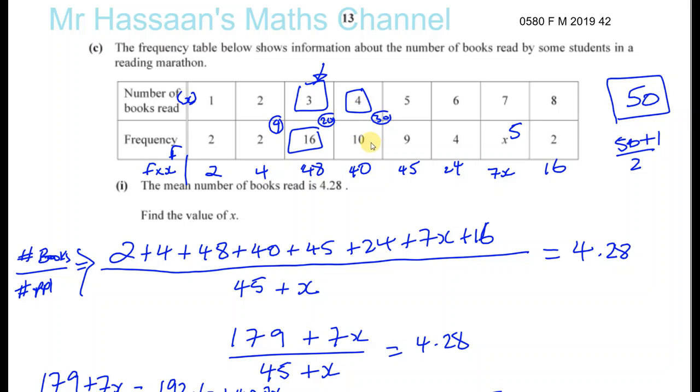This tells us where the median is, and what corresponds to it. So 50 plus 1 over 2 gives you 25.5. That means for the 25th person and the 26th person, we're looking to see how many books they read. And both of them read 4 books. So the median is 4. So that's the answer for that.